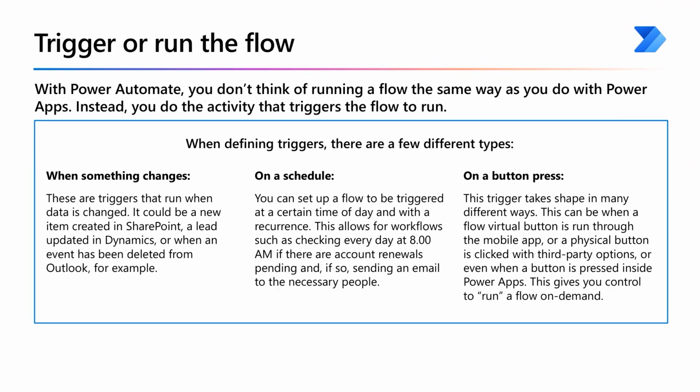With Power Automate, you don't think of running a flow the same way as you do with a Power Apps app. Instead, you do the activity that triggers the flow to run. In the case of the previous flow, instead of periodically running it manually, it would automatically run every time a new email is received with an attachment. This is because the flow has the trigger that determines when it should run.